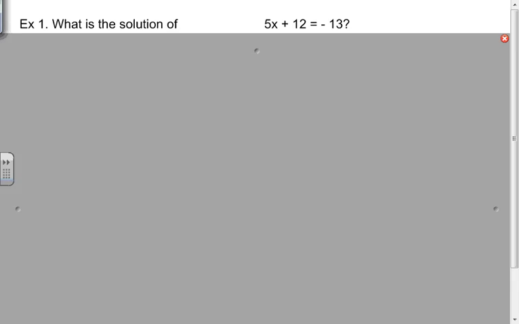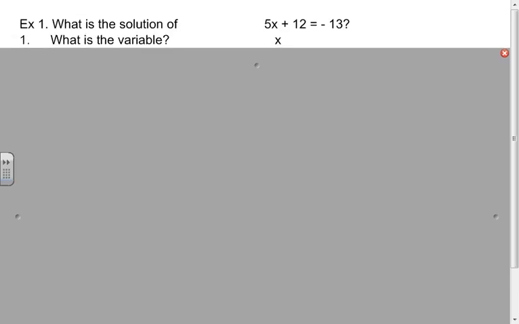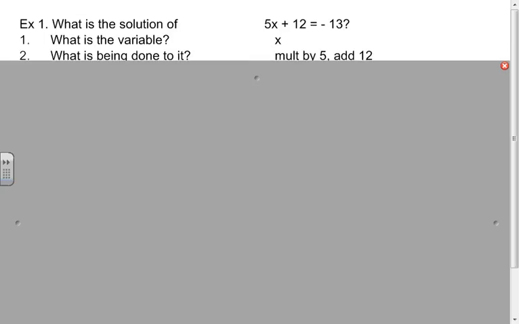For example, in example 1, what is the solution of 5x + 12 = -13? First of all, same questions. What's my variable? That's going to be x. What's being done to it? Well, this is a two-step problem, so x is being multiplied by 5 and added by 12.